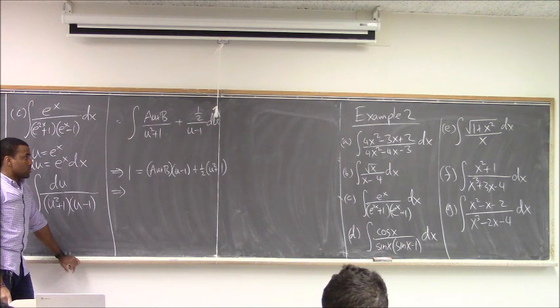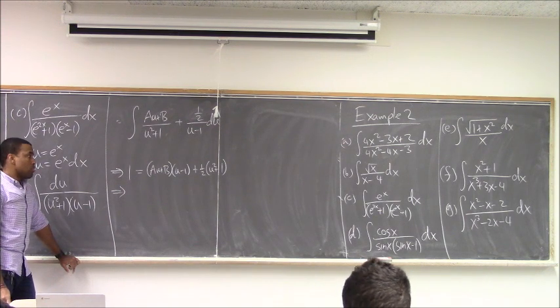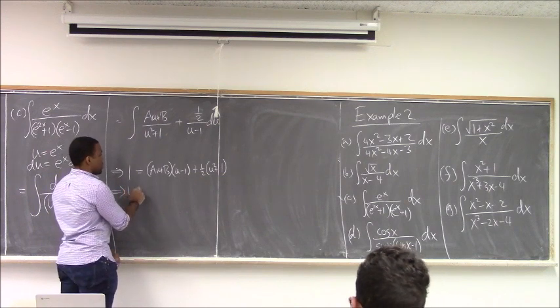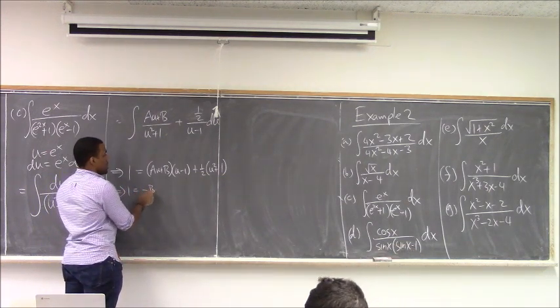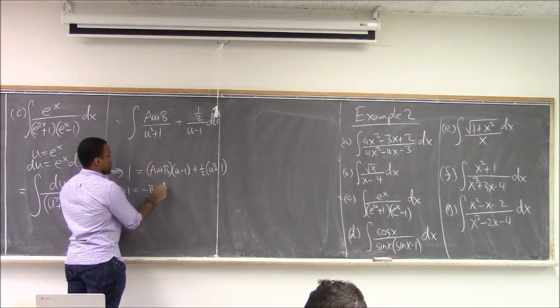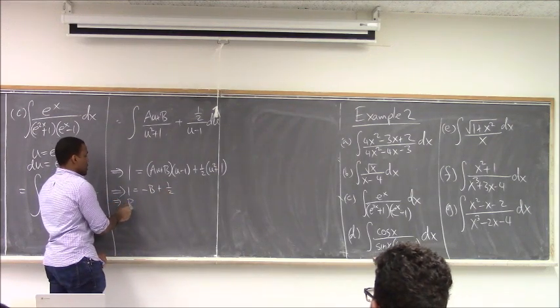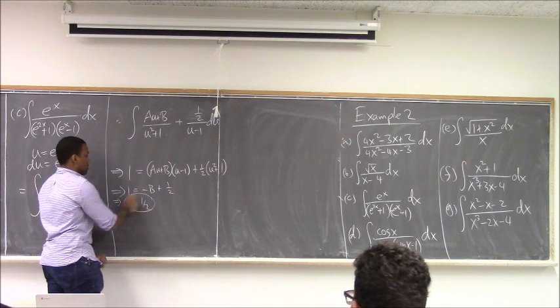Use 0 for u to find b. Plug in u equals 0. We would have 1 equals minus b plus a half. So this means that b is equal to a half, right?